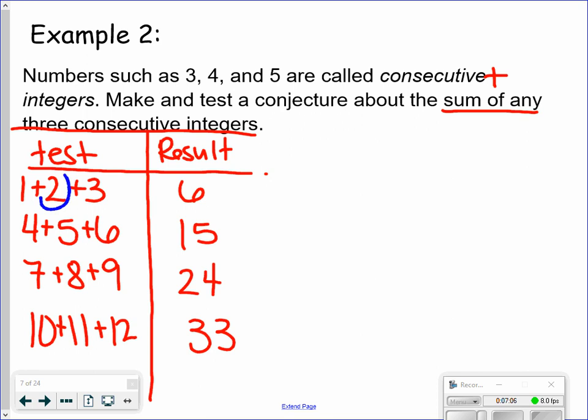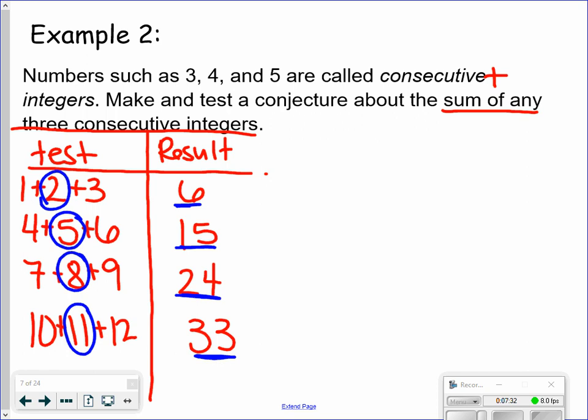A lot of kids will guess at this, but really what's happening here is, I want you to look at this middle number and how I get a 6. This middle number and how I get a 15. This middle number and how I get a 24. And how I get a 33. So if you look at that, 2 times 3 is 6. 5 times 3 is 15. 8 times 3 is 24. 11 times 3 is 33.